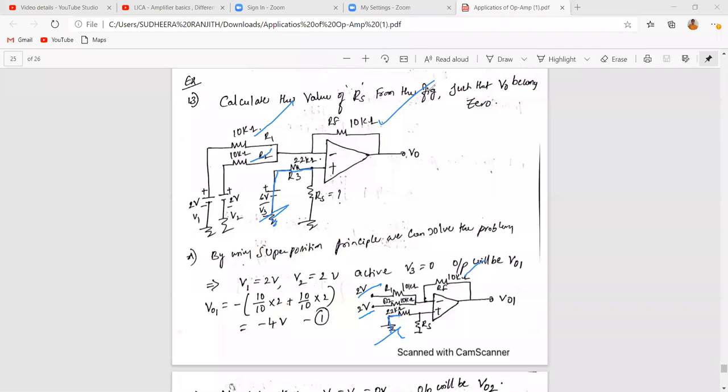Now, how does this circuit look? Tell me. How does this circuit look? Tell me the correct answer.